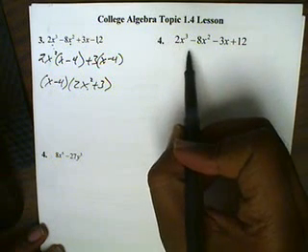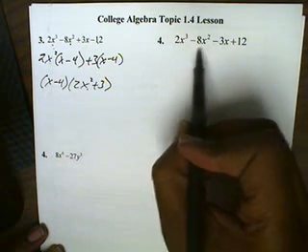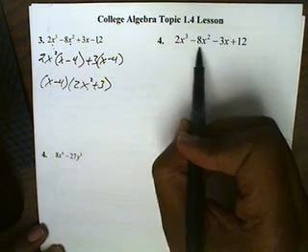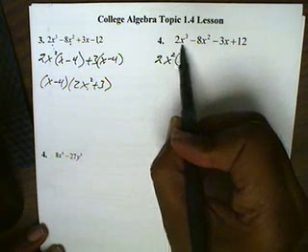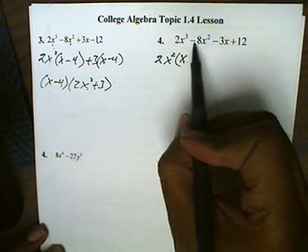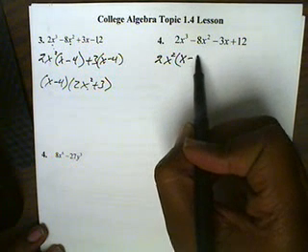Okay, here, once again, we're going to take greatest common factors out in groups. The greatest common factor for these two would be a 2x squared. Now divide everything by 2x squared, we get x. Divide this by 2x squared, we get negative 4.